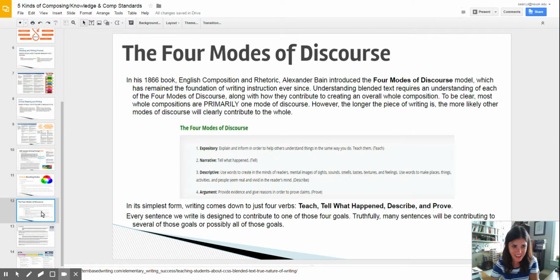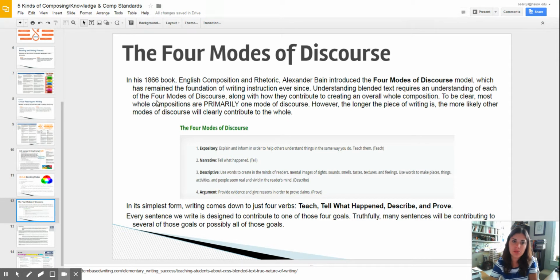So some background on the modes of discourse. This comes from Alexander Bain all the way back in 1866. He first introduced these 4 modes of discourse, which pretty much follows those modes and text types: the expository, also known as informative, narrative, descriptive, and argumentative. So descriptive is the one that we don't explicitly have within our standards.